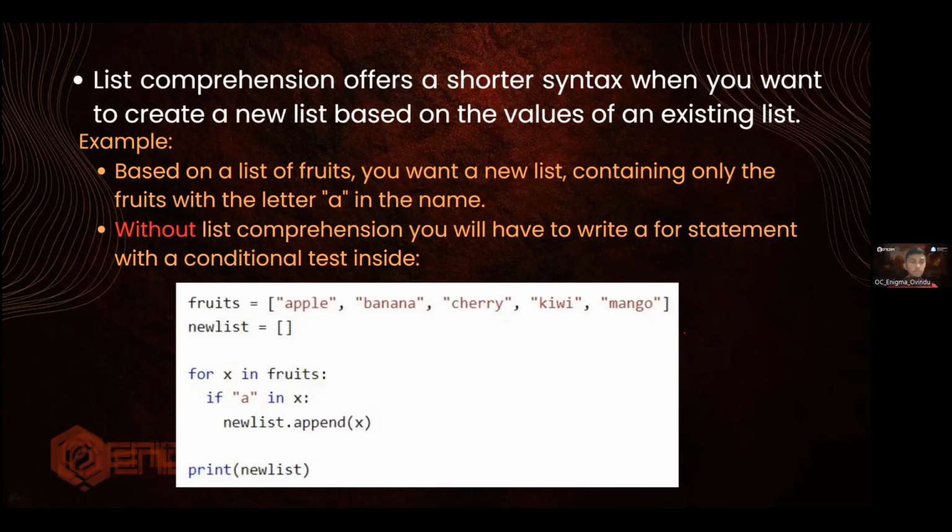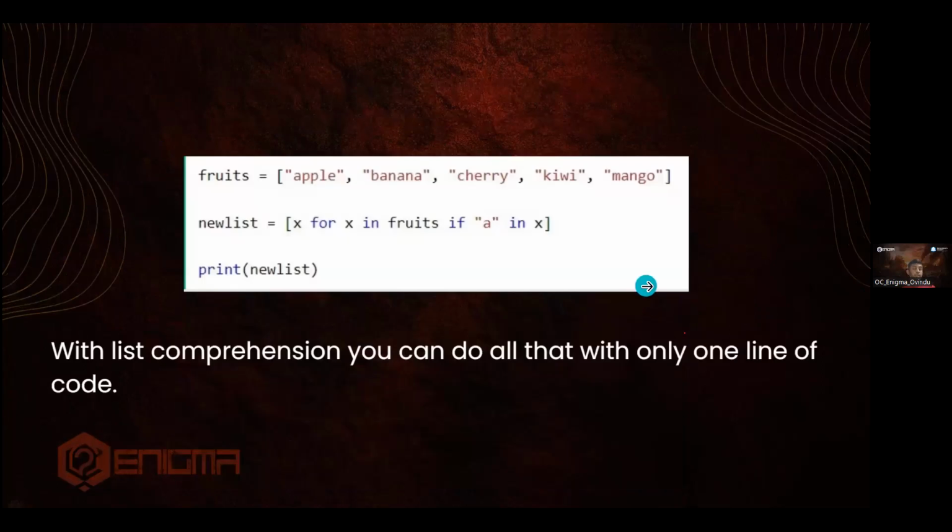So you can see this is the method without list comprehension. For example, you want to create a new list containing only fruits with the letter A in its name. You can see the code for this, where we call for x in fruits, which will iterate through each element in fruits. And if A is an element of every item in fruits, it will append the fruit to the new list. But you can see this needs about 4 to 5 lines of code. And we can do this much simpler with just one line of code. And you can see the syntax which is given here.